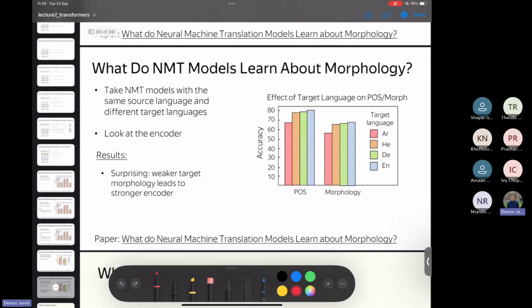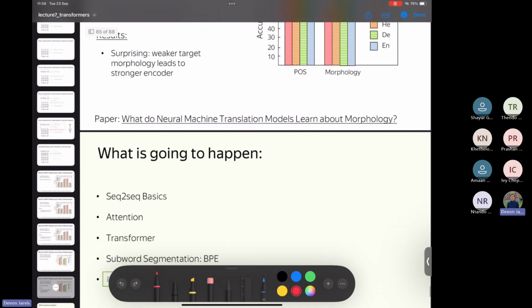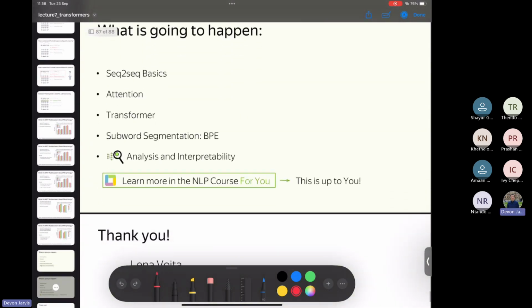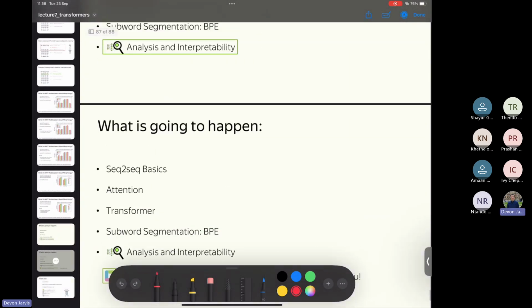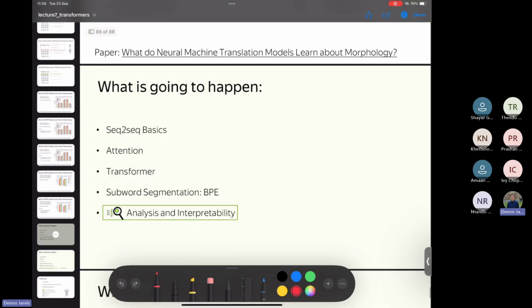So it's surprising: weaker target morphology leads to a stronger encoder. That was the one other weird thing they found. And that's it. I know that's a lot of information at the end, but as long as you understand the main mechanisms of the transformer, that's the point of today's lecture.